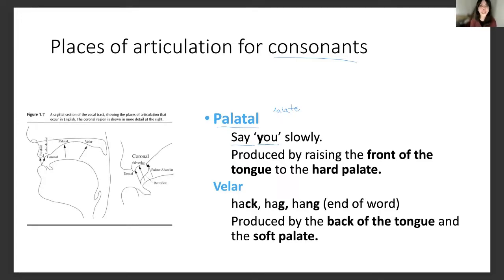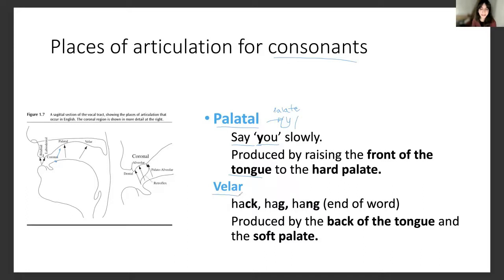You. So "you", it's kind of weird because it involves a lot of back to front effort. It is produced by raising the front of the tongue. So the front of the tongue, this is the tip, blade, here's the front. So it's the front of the tongue towards the hard palate. Okay, so that's a palatal sound. The "y" in "you" is one of the palatal sounds in English. Okay, so if you think of a palatal consonant, the "y" in "yes", the "y" in "you", etc.